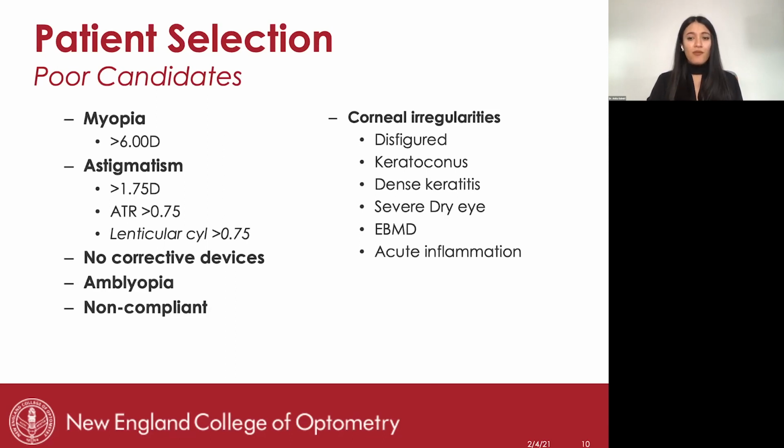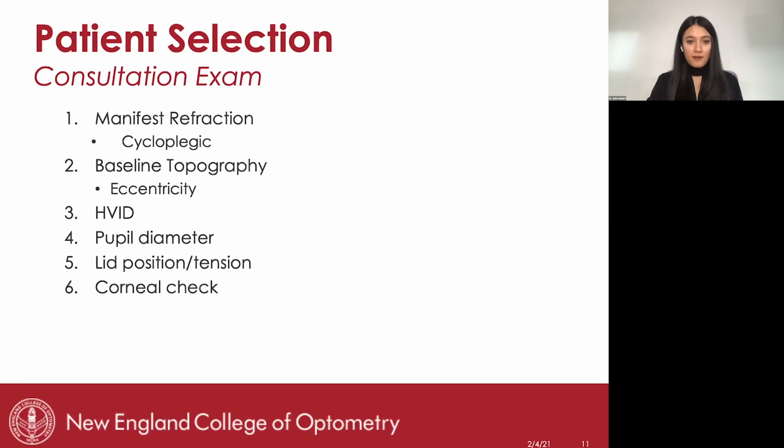And then it's really, really important to check the corneal integrity when we're looking at these. We want to make sure the patient doesn't have any sort of disfigurement on the cornea. We want to make sure there's no keratitis or keratoconus. Keratoconus we can also pick up on the baseline topography that we do. If the patient has severe dry eye, EBMD, or any sort of acute inflammation, these are poor candidates for Ortho-K. So it's a good idea to stop the buck right there and have them try something else, especially if they have conditions such as keratoconus.